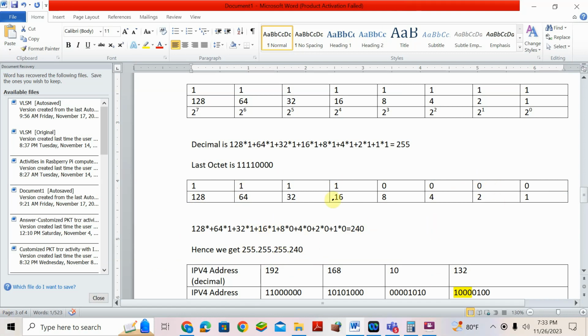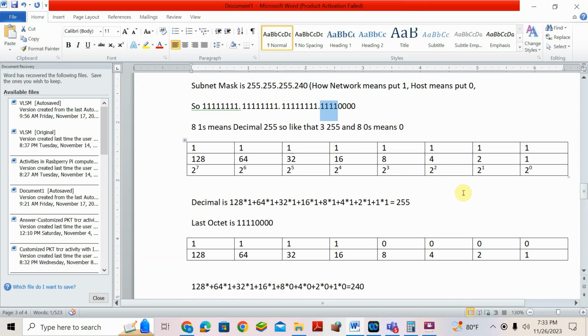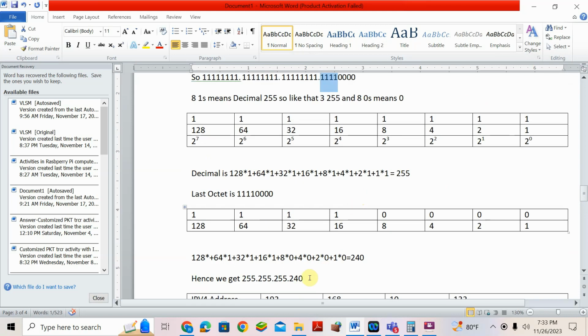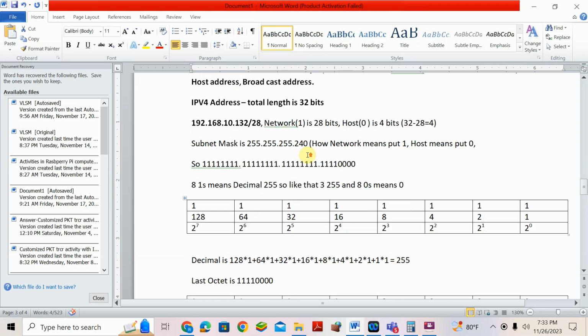Understand? Shireen, understand? I think today you were confused, right? So 255.255.255.240. How did I get this? Like this method: converting binary to decimal by adding. Write the binary numbers. How many ones are there?